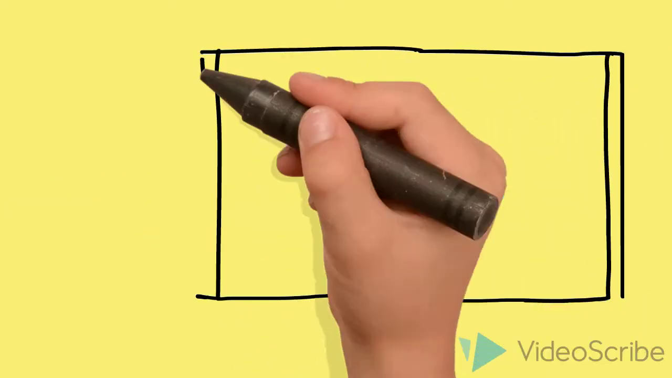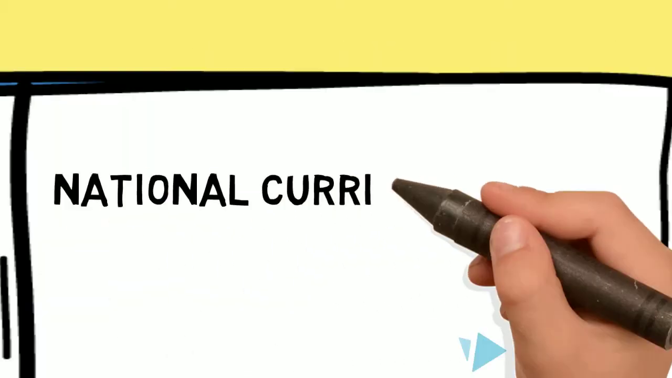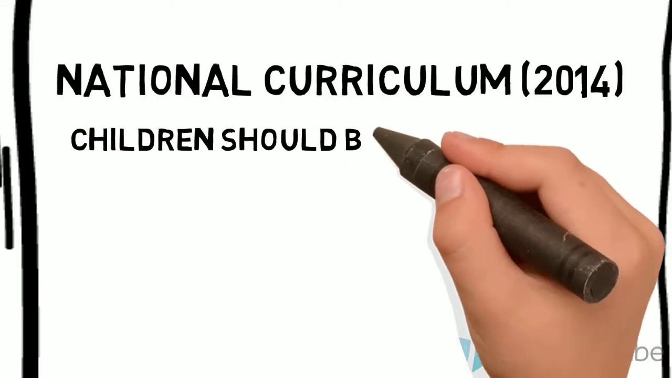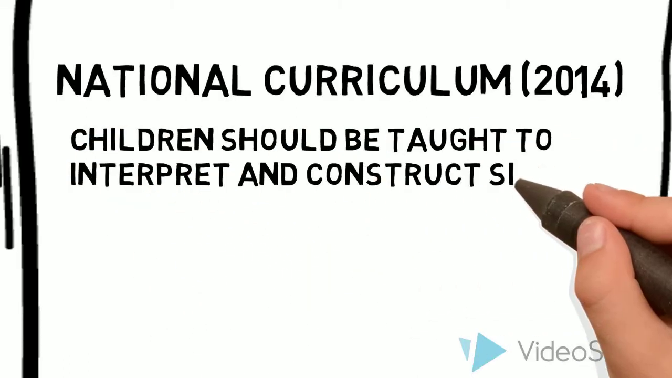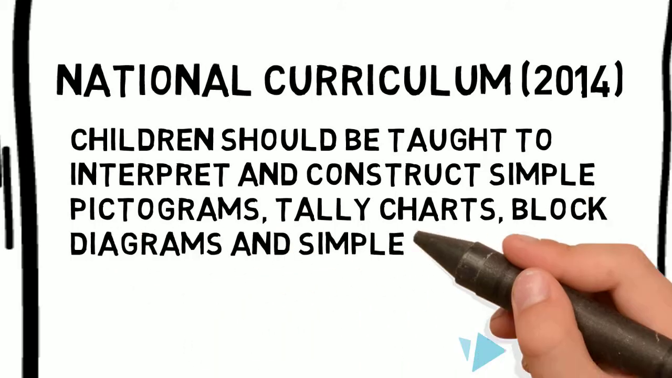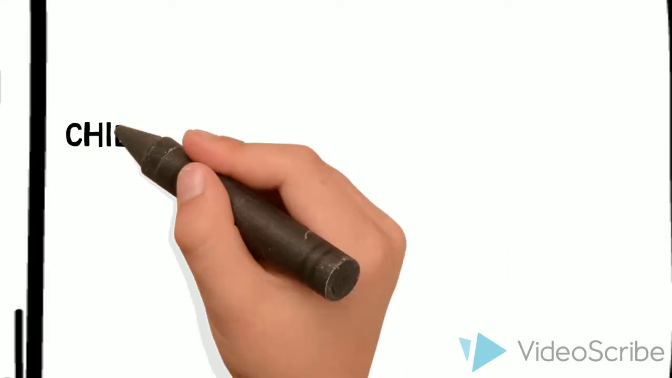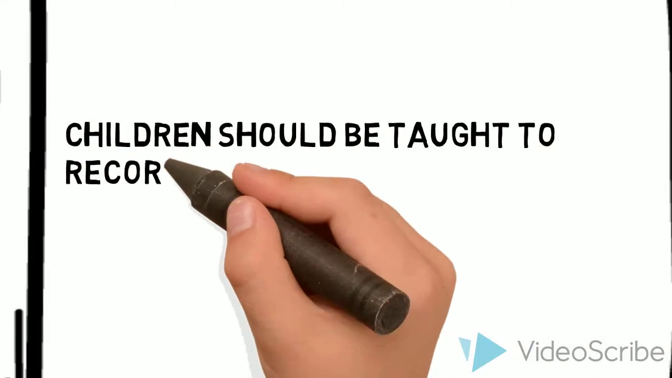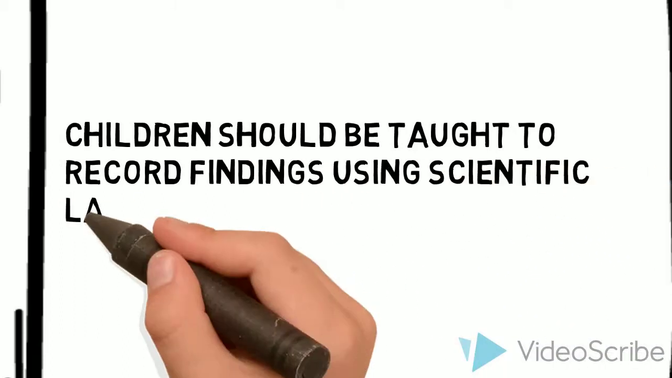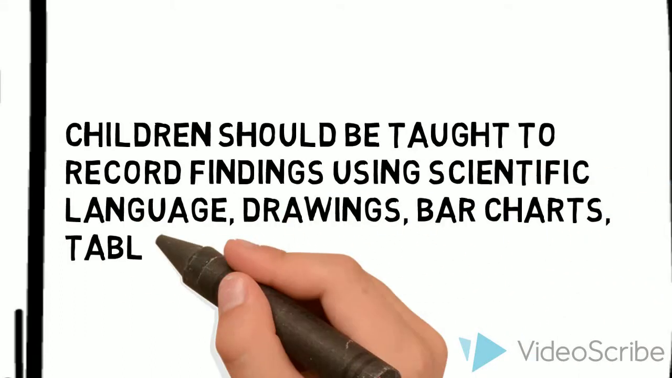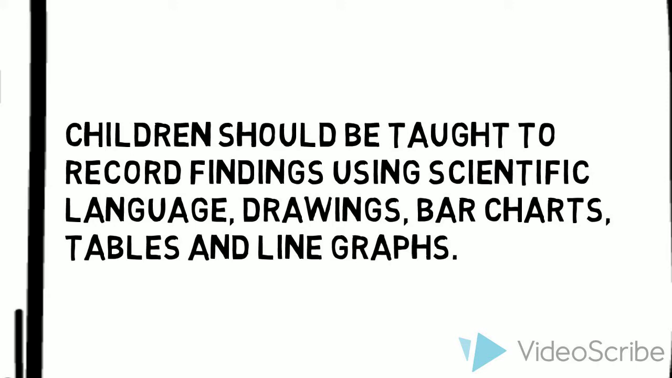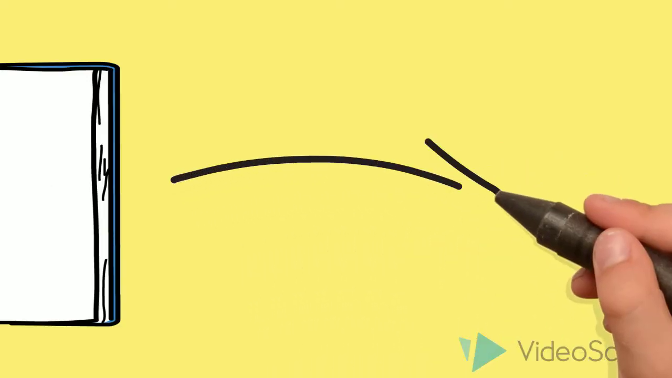The National Curriculum 2014 for Mathematics states that children should be taught to interpret and construct simple pictograms, tally charts, block diagrams, and simple tables. These areas appear again within the science curriculum, with children needing to be taught to record findings using scientific language, drawings, bar charts, tables, and line graphs. These skills were observed in a cross-curricular lesson in my placement school.